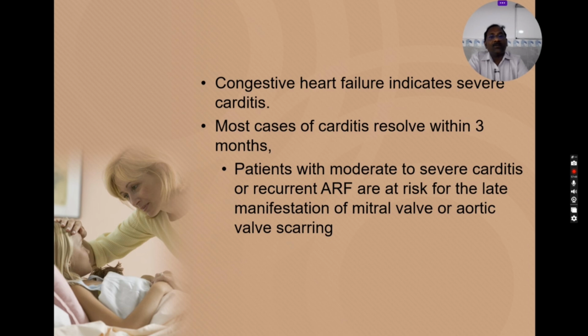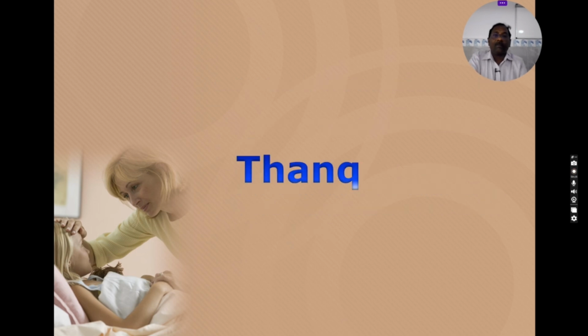Most cases of carditis resolve within 3 months. Patients with moderate to severe carditis or recurrent acute rheumatic fever are at risk for late manifestations of mitral valve or aortic valve scarring, leading to mitral stenosis or mitral regurgitation or aortic stenosis, aortic regurgitation, etc. So acute rheumatic fever occurs in less than 3% of the untreated cases. And even then all 3 layers of the heart will be involved, and very few people will develop valvular lesions at a later time. So thank you.